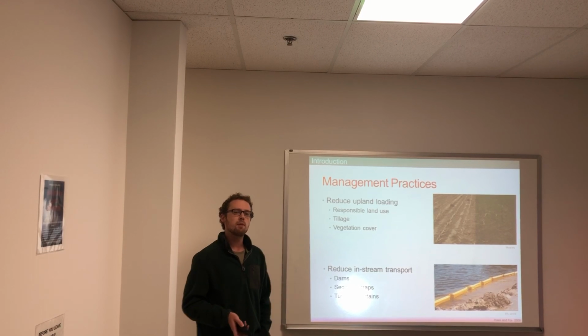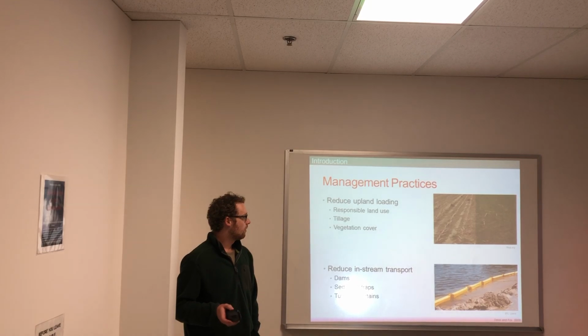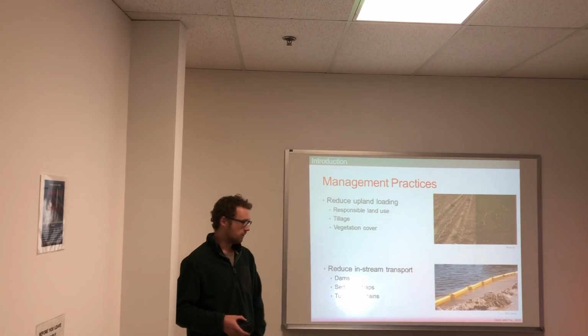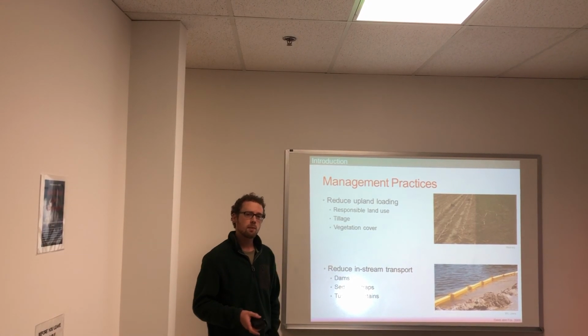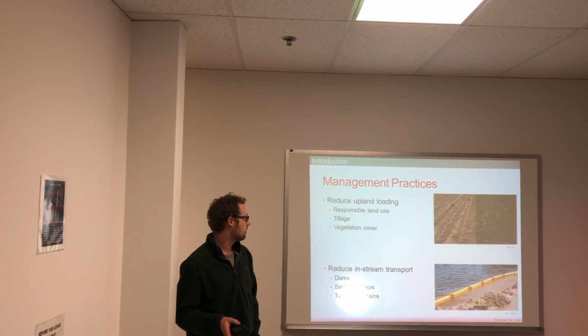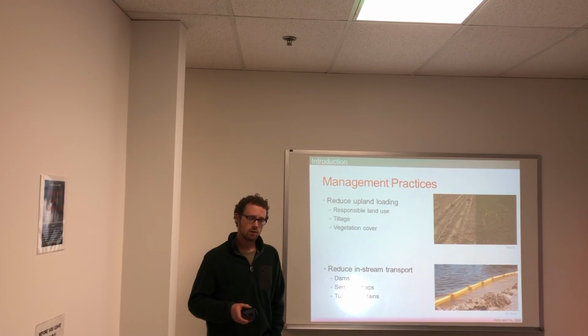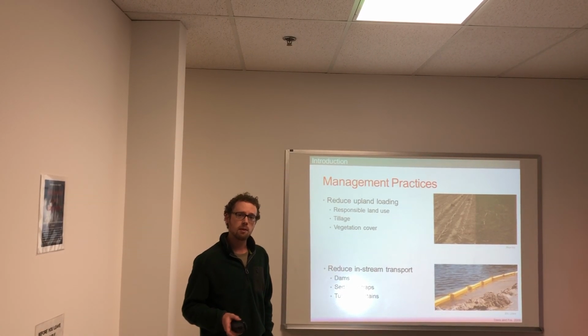Now, there are numerous management practices for dealing with sediment contamination. The first of which relates to reducing the upland loading of sediments to streams, or cutting off sediment at its source, which is ideal. And this can be done with responsible land use. For example, responsible agricultural practices, such as certain tillage practices that decrease the amount of topsoil disturbance, can be used, as well as vegetation cover, which provides root stability and coverage from the elements, which can decrease soil erosion and thus sediment burden to a stream.